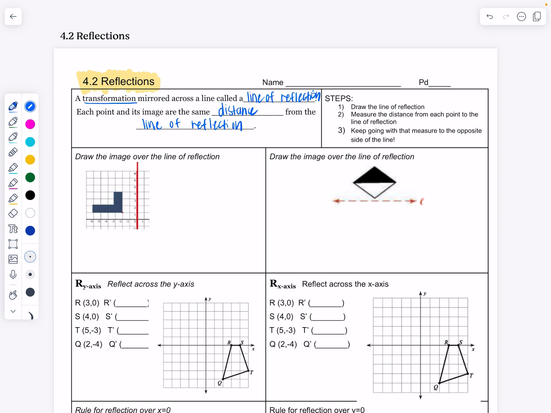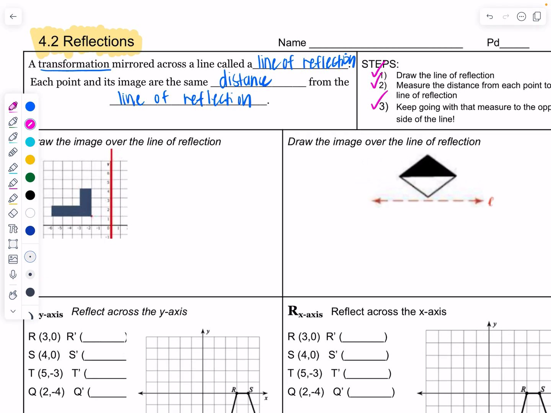And so it's going to be the same distance from the line of reflection. So what are our steps? Number 1, draw the line of reflection. You have to have a line to flip it over. Number 2, measure the distance from each point to the line of reflection. Keep going with that same measure to the opposite side of the line. Okay. And so draw the image over the line of reflection.